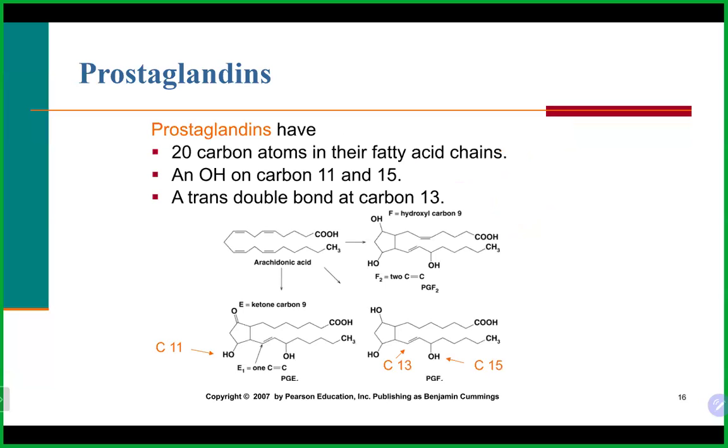Eventually, it will change. I'll talk a little bit about prostaglandins. Prostaglandins have 20 carbons in their fatty acid chain. They have OH groups at carbon 11 and 15, and they have a trans double bond at carbon 13.